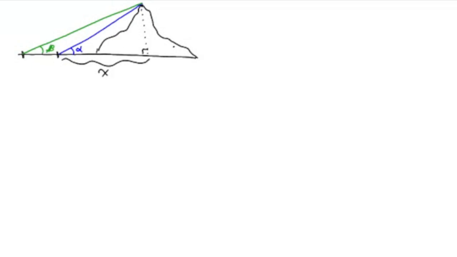Because what happens is you can't measure 2 angles from here because the top is just the top. So what you do is you measure this angle. I don't know the height, so the best thing I can do is back off a little bit and measure another angle.